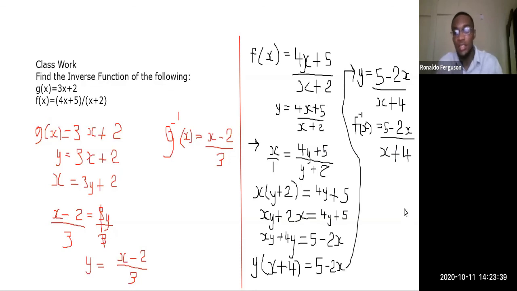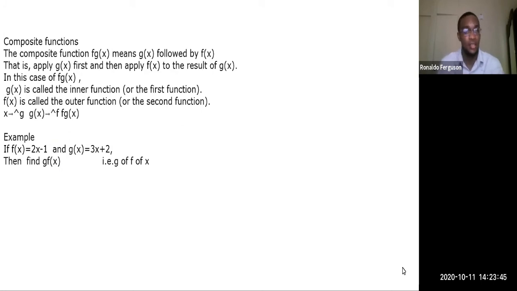All right. So now the next thing is to look at composite functions. So what are composite functions? A composite function means a function inside another function. The composite function fg of x means g of x followed by f of x. That is, we apply g of x, then apply f of x. So in fg of x, g of x is known as the inner function and f of x the outer function. And so we put x into g and then g of x into f. That's what we mean when we say fg of x.